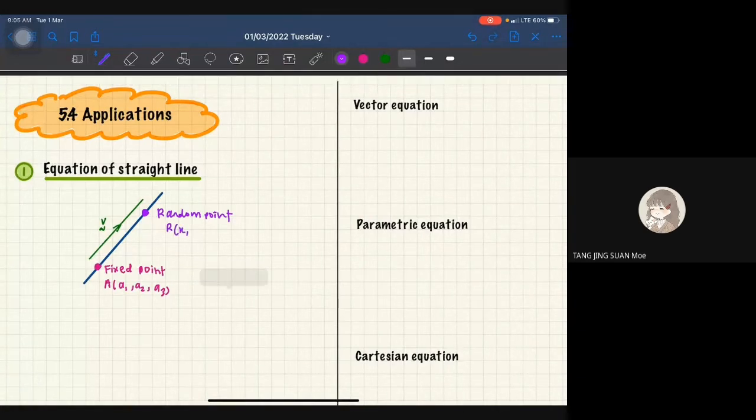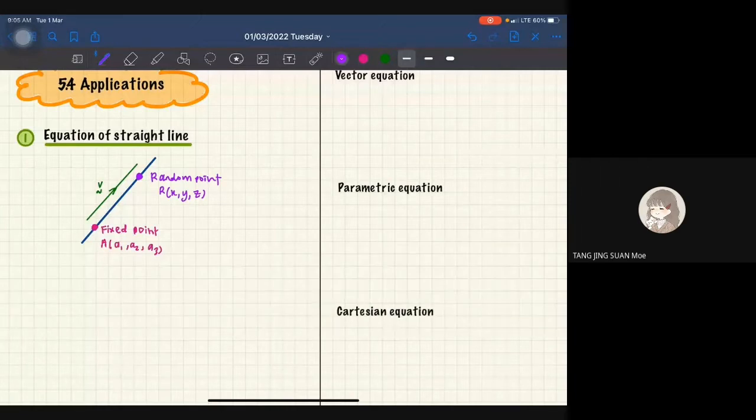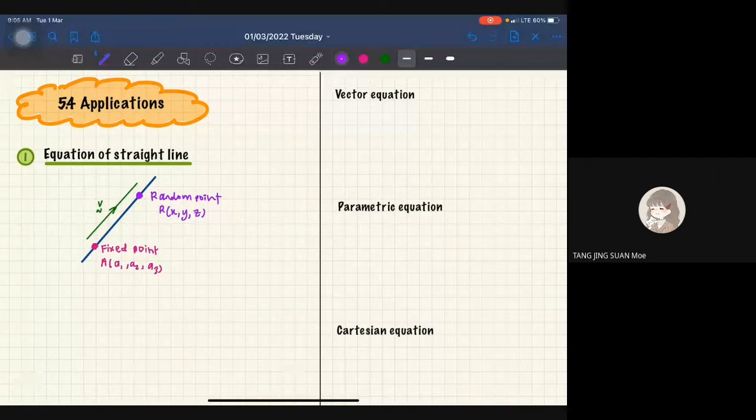Which is X, Y, Z. This one. Okay, settle. Alright, so from here, kita nak cari dia, first adalah vector equation.